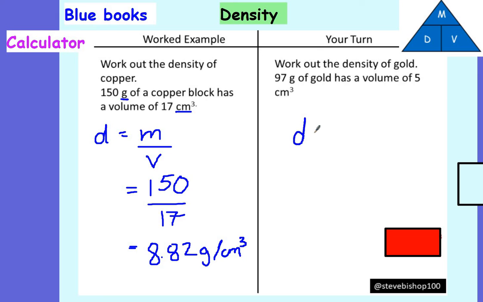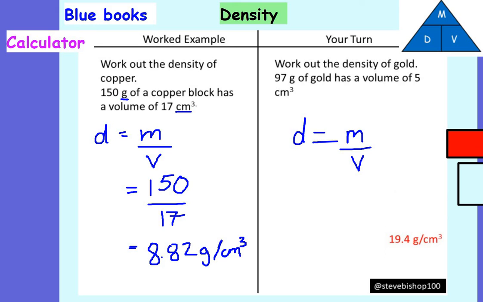Okay, hopefully you've worked out the density is the mass divided by the volume, which in this case is going to give you 19.4 grams per centimetres cubed to 1 decimal place.